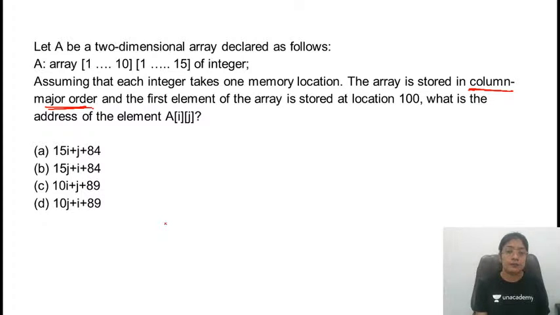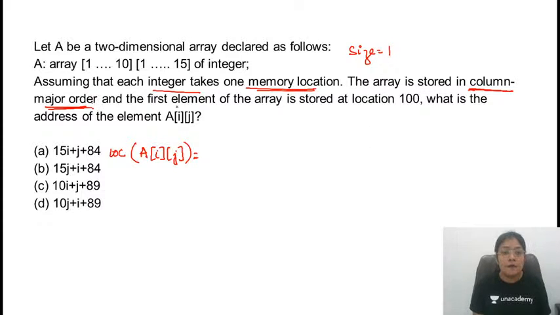Done? Need to find out the location or address of A[I][J]. Array name returns the base address. They have said that each integer takes one memory location. This means that size is given as 1 byte. The first element of the array is stored at location 100. That means base address is given as 100.